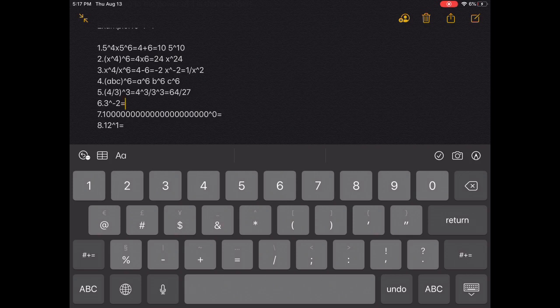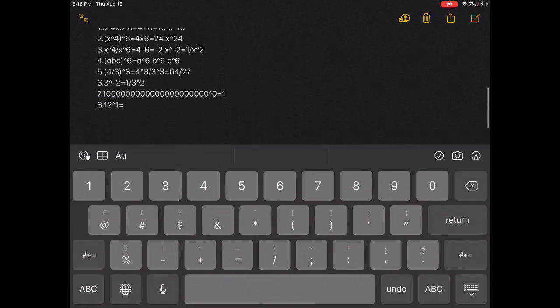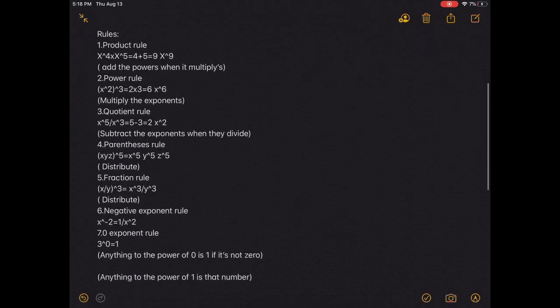Okay, so this is the negative power rule, the one we did in number 3. So it's basically 1 divided by 3 to the power of 2, or 3 squared. So that's pretty easy. So if you didn't know this, it looks really weird, but basically anything to the power of 0 is 1. If the number isn't 0, of course. So if you didn't know this one, anything to the power of 1 is itself.